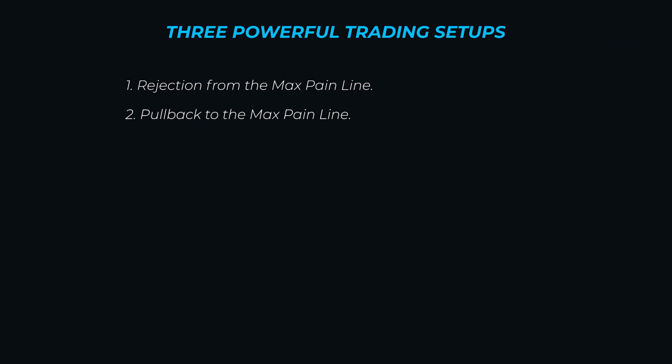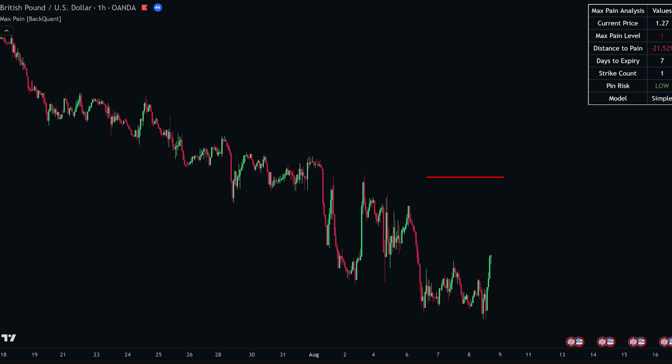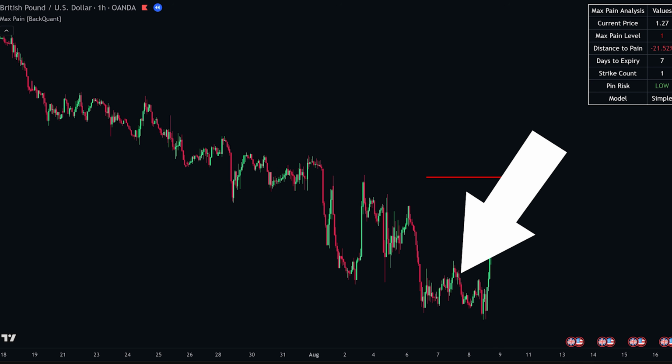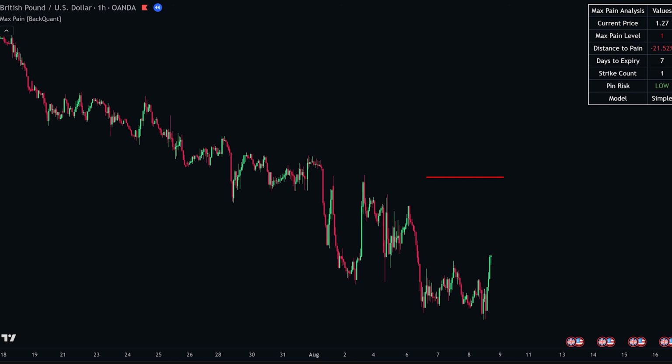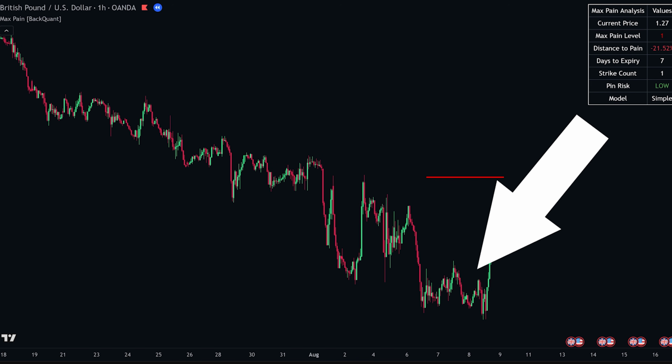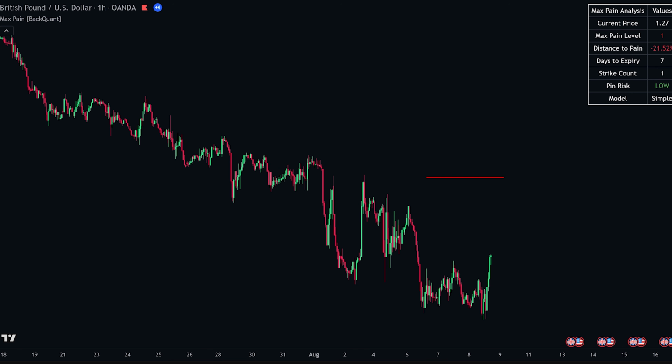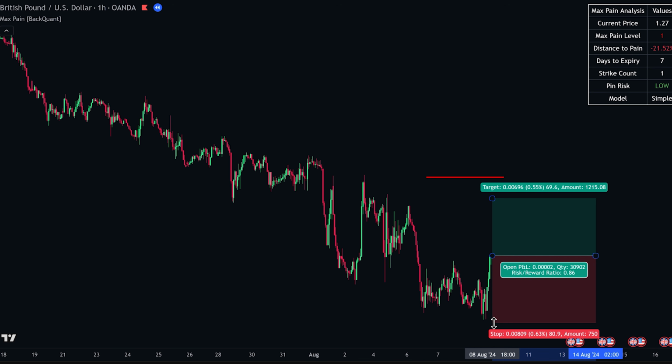Setup 2. Pull back to the max pain line. For a buy trade, you want to see price trading well below the red max pain line. This tells you that price is stretched too far away and may soon pull back upward toward that level. Wait for a bullish candle to form and close clearly above a small structure low or reversal zone. This confirms that buyers are stepping in and the pullback toward the max pain line has started. Enter your buy at the close of that bullish candle. Place your stop loss just below the most recent swing low.